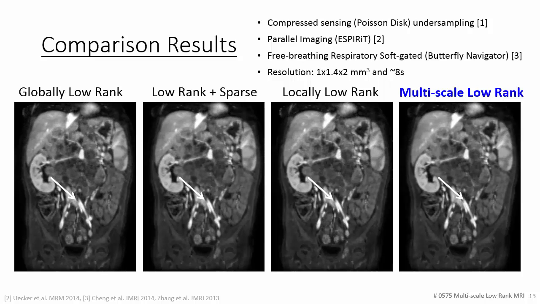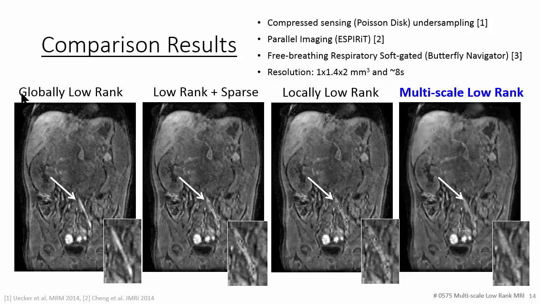In particular, if you look at the early contrast phase, you'd see that the globally low rank result incorrectly enhanced this vessel. And that's because it's trying to make everything correlated. Low rank plus sparse slightly enhances the vessel and also contains some artifact. Locally low rank has the right contrast but has more artifacts than other low rank methods. If you go to the multiscale low rank, it's the only method that provides the correct contrast and suppresses most of the artifacts.